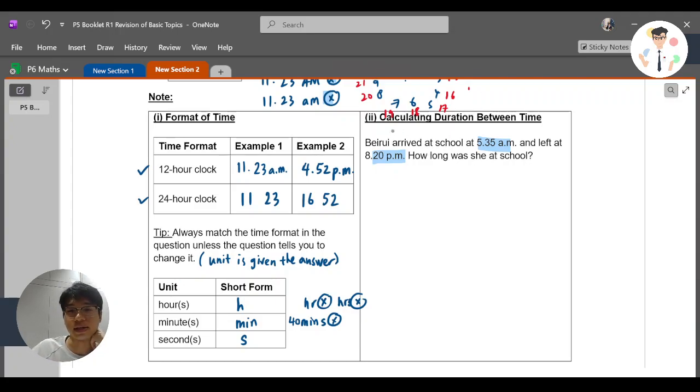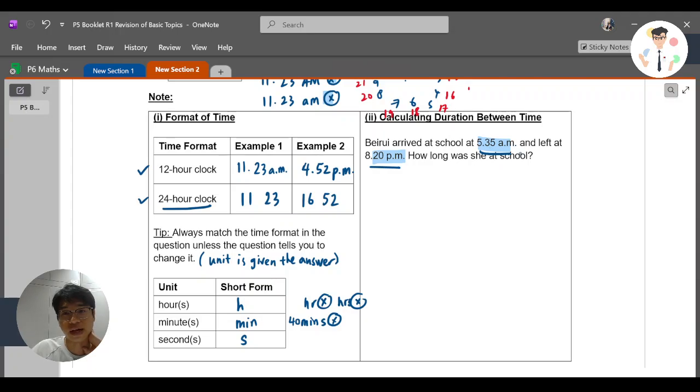Now let's look at the second part. We are supposed to learn how to calculate duration between times. For example, the first one here: Perry arrived at school at 5:35 a.m. and left at 8:20 p.m. How long was she at school? Some of you might have learned to draw a timeline, or find another 12 hours, which also works, no worries. But I'm suggesting my own preferred way. I will always convert both times into the 24-hour clock system. For me, it's easier to calculate, okay?